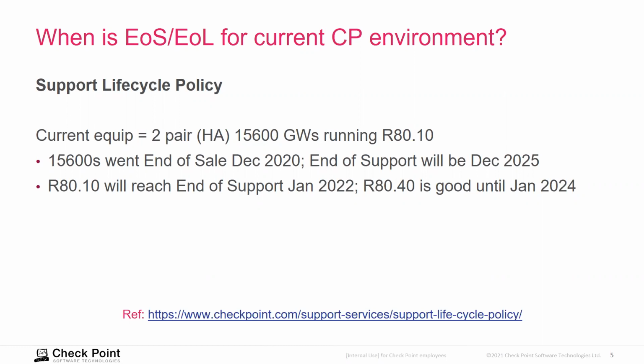So the 15600s are end of sale as of December 2020, but they're good for support until 2025. And R8010 will reach end of support January 2022, but R8040 is good until January 2024. So that's good news. That means that at a base level, what they're working with is viable.